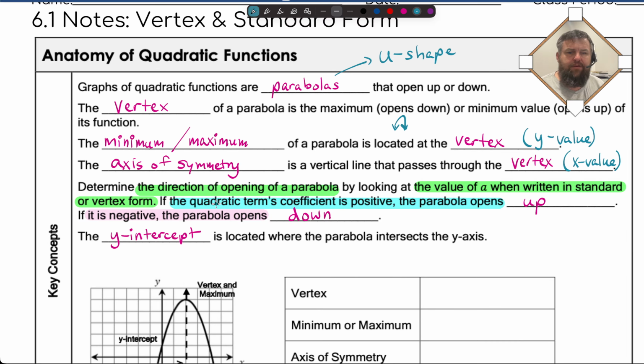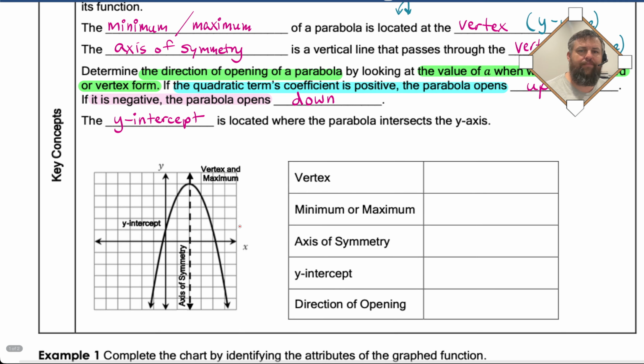We will determine the direction of opening of a parabola by simply looking at the value of A. Okay, so we're just looking for A in standard form or vertex form. It's always in front of the quadratic term. So if the quadratic term's coefficient is positive, the parabola opens up. If it is negative, the parabola opens down. And then as usual, the y-intercept is located where the parabola intersects the y-axis.